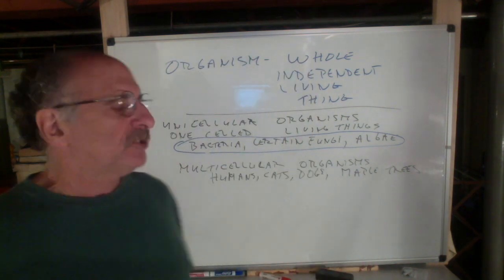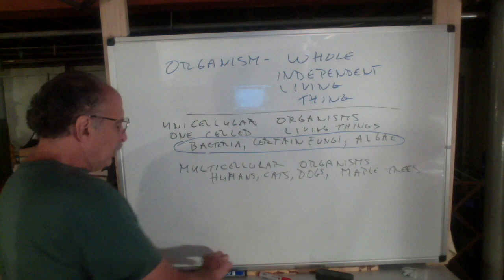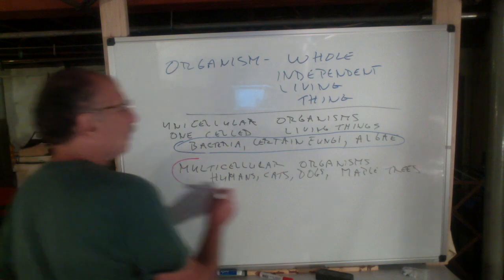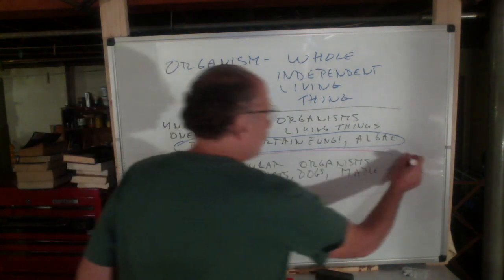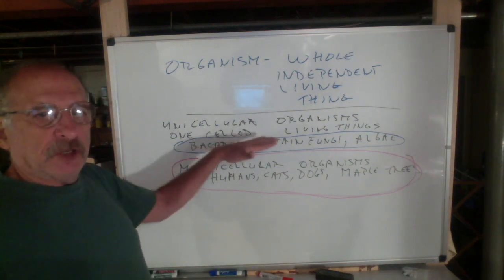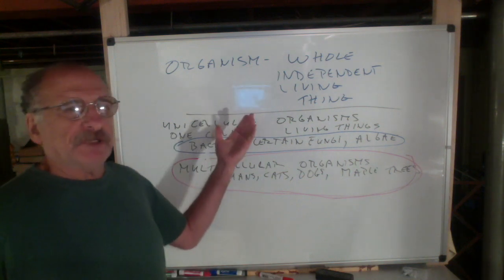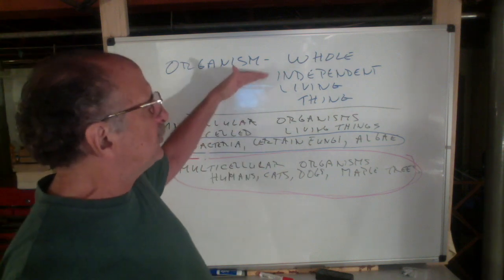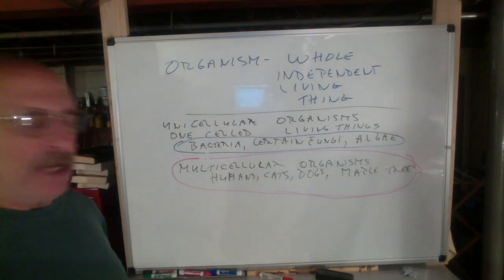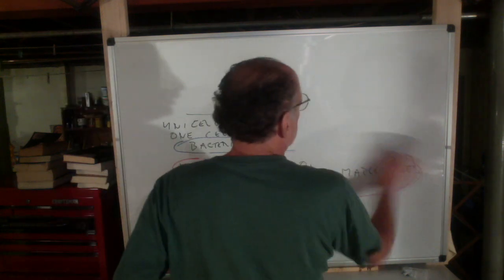So if the definition for organism were a group of organ systems that work together, then the only kind of organism that there would be is multicellular organisms. There still could be bacteria and all the rest of these things. They just wouldn't be called organisms. But that's not the definition for organism. That definition is an independent living thing, the whole thing. So we do have two broad categories of organisms, which are unicellular and multicellular.